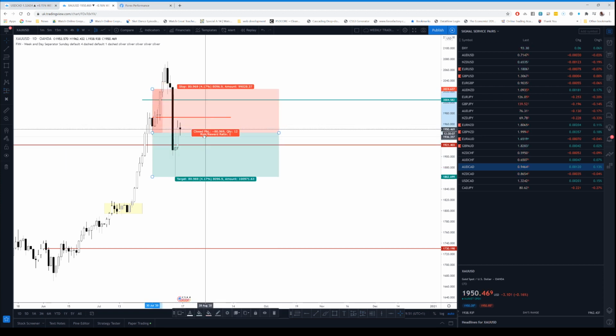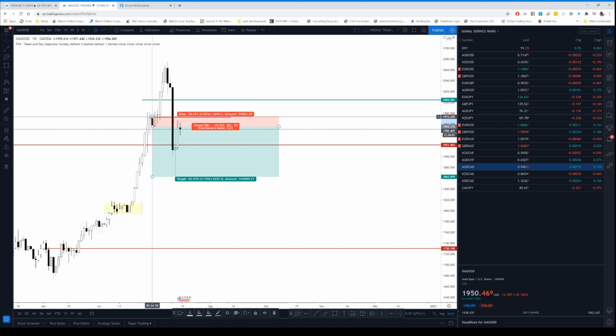Dollar is turning around, so that will make it a good idea for the opposite to happen on gold, because dollar is going up, gold should go down, right? So let's see if you get something like that, for those of you interested.